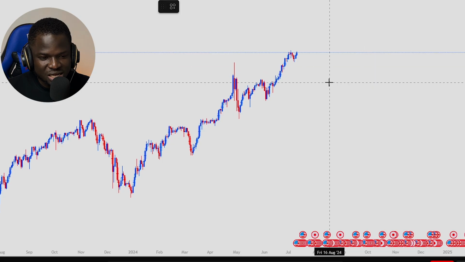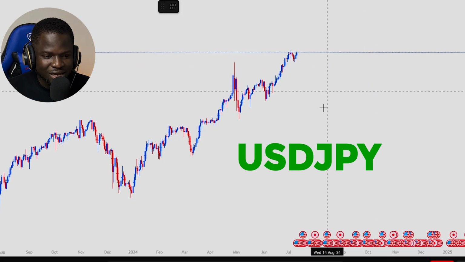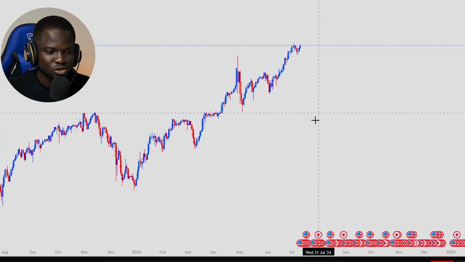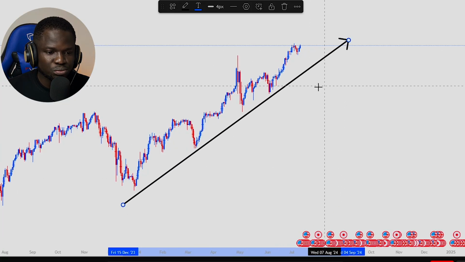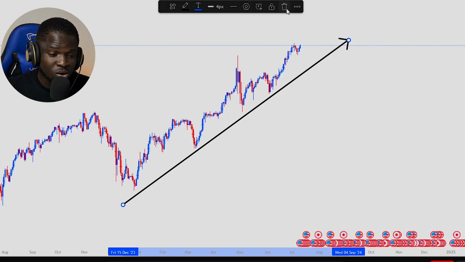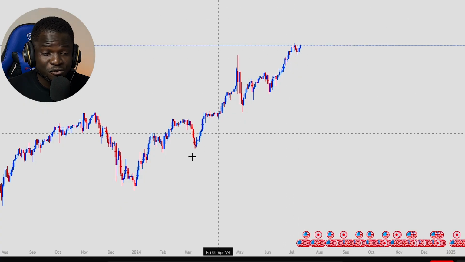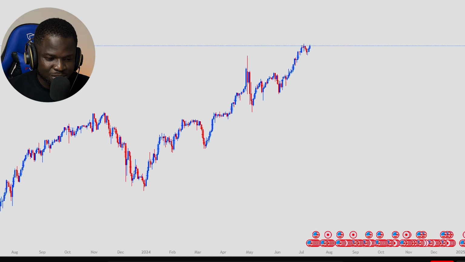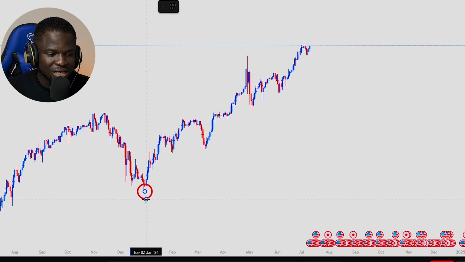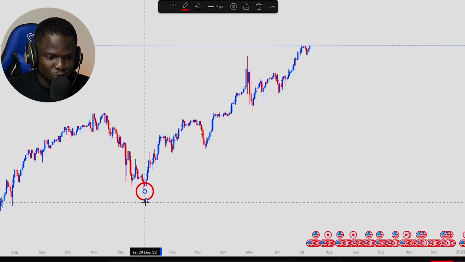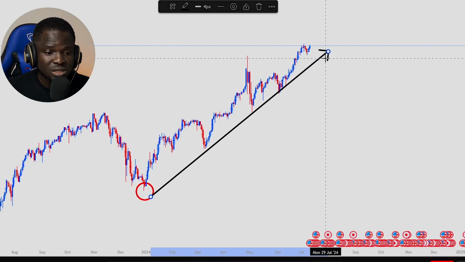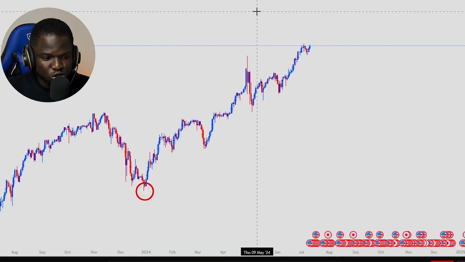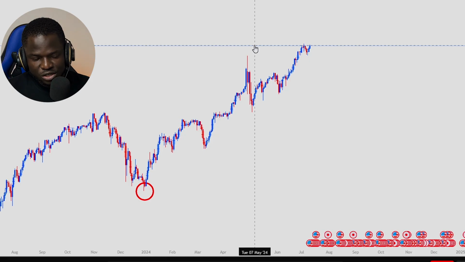If you look at the chart of USD JPY on the daily time frame, you will agree with me that the overall direction is bullish. Buyers have been the ones in charge of the market for a very long time. The trend started from this zone, and the buyers took charge of the market for a very long time. And what you are supposed to do as a professional day trader is to keep on looking for more buy opportunities than sell setups.